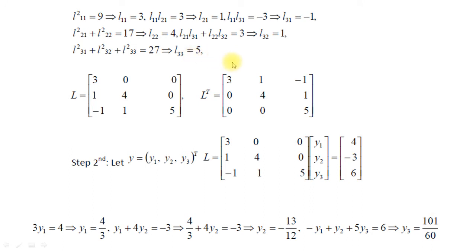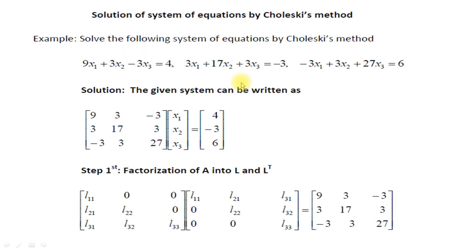Both examples are the same, but I would like to repeat the procedure of the Cholesky method. In the Cholesky method, first of all take the lower triangular matrix and then take the transpose of the lower triangular matrix. This is the lower triangular matrix, and this will be the upper triangular matrix.